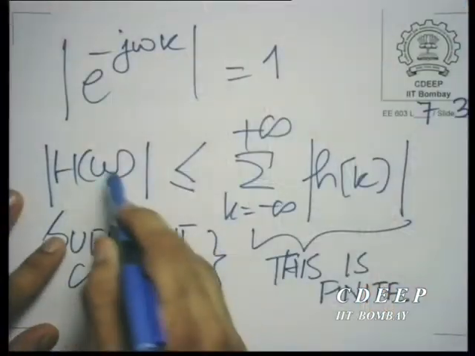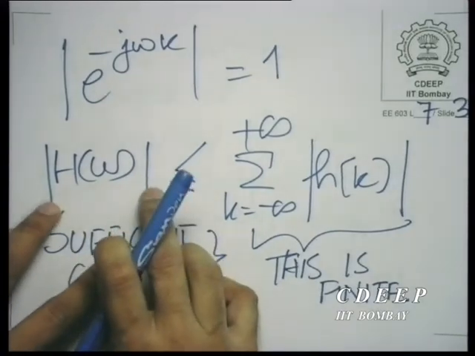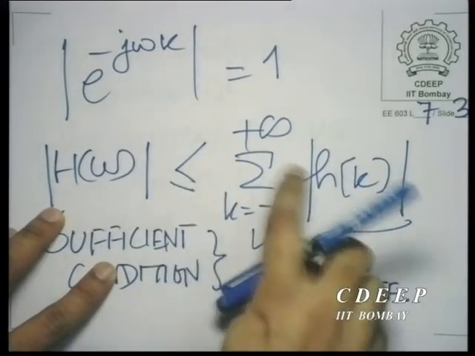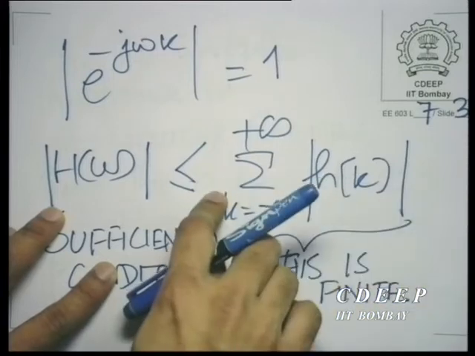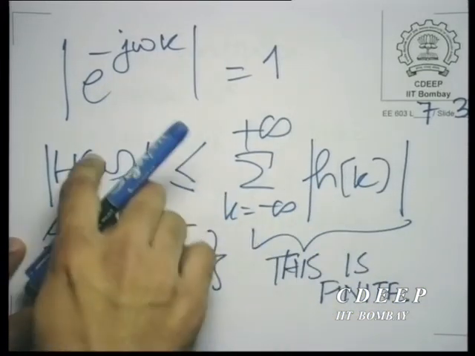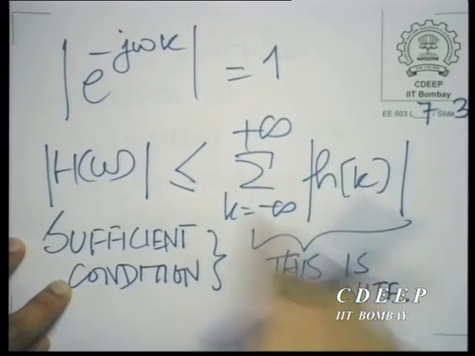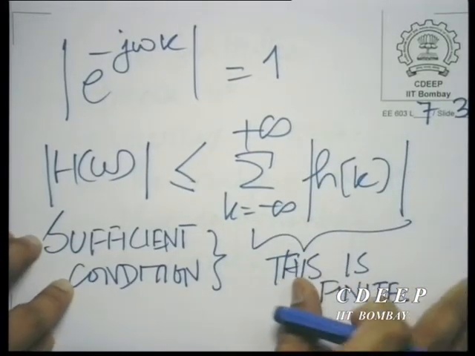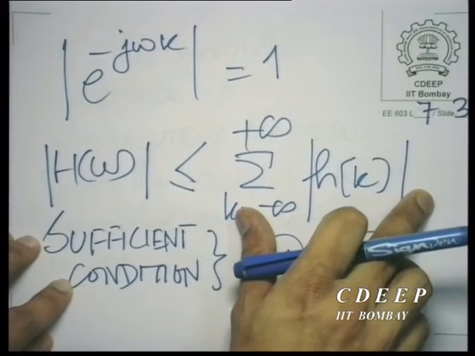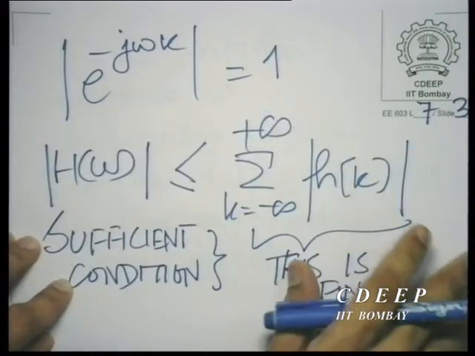The question is, on this page, how did I conclude this? What I have shown is that mod H omega is less than or equal to this absolute sum here. So, I am saying a sufficient condition for this to converge is that this is finite. I am not saying that this is necessarily finite, but if this is finite, then this converges. That is what I am saying.